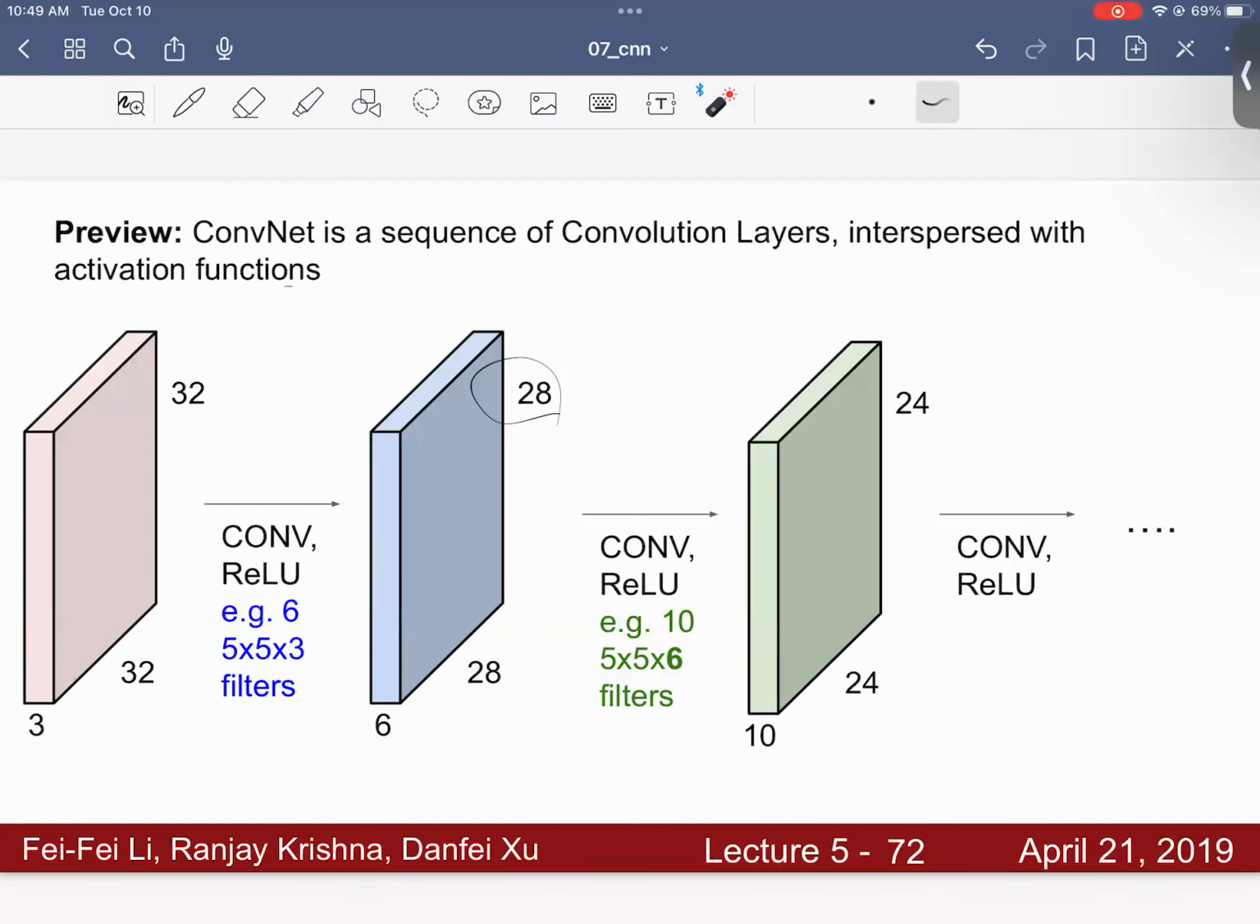And how many filters to use? In the first layer, they use 6 filters. In the second layer, you use 10 filters. That's a hyperparameter. You can use 32, 64, you can use 16, 8, it's up to you. The important thing is this has to match.